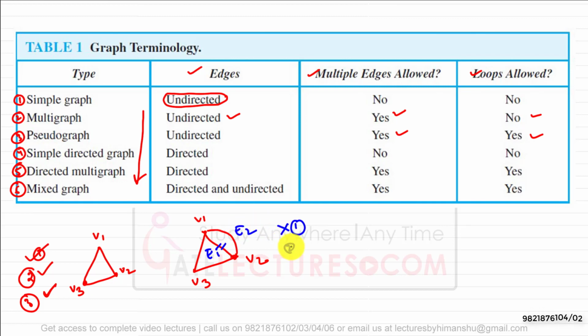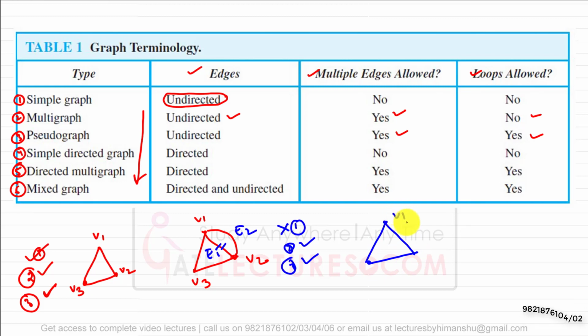Second, is it a multigraph? Yes, it is a multigraph. Why? Because there are multiple edges, correct? Is it a pseudograph? Yes, it is a pseudograph. In the same way, you can work out the other cases as well. Now, if I ask what a pseudograph itself is, then we can draw a graph like this.